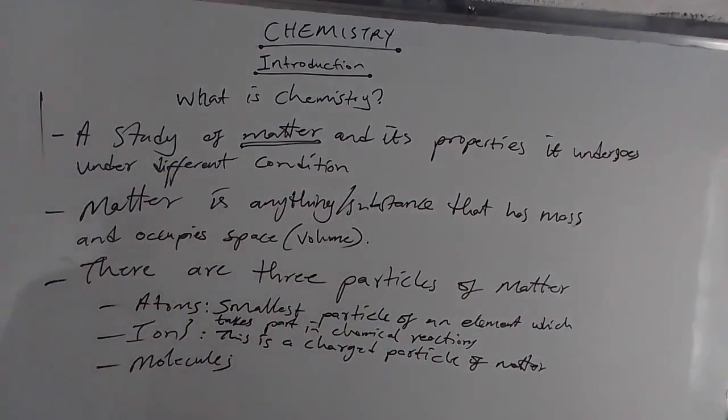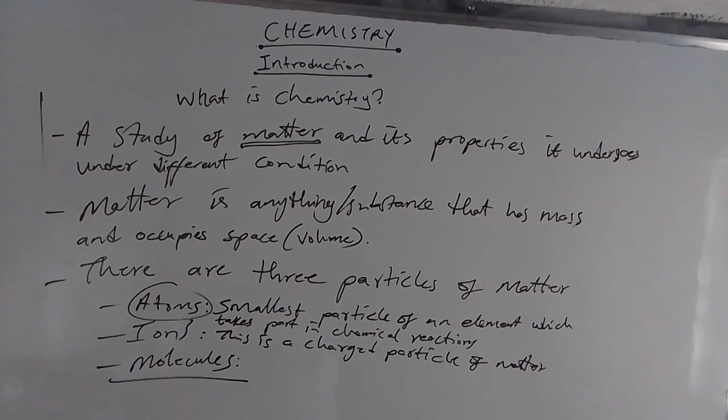Now, coming to a molecule: atoms which are bonded together. We say a molecule is just a combination of atoms. Anything is made up of atoms, because out of atoms, we have ions and molecules. So it is very important that we know what an atom is.